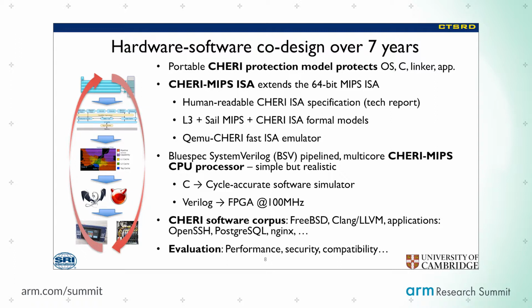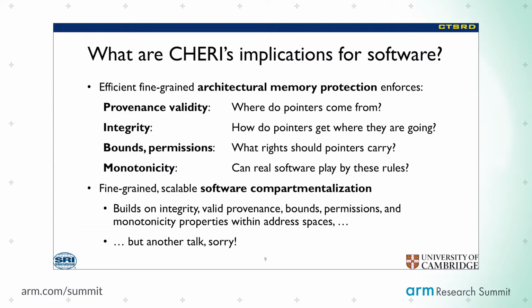And of course, we perform evaluation to ask questions about protection, to learn about the impact on compatibility and security, and so on. And we do that over and over again because it's hardware-software co-design, and the chances of getting it right the first time are pretty low, and we say that from experience. So what are CHERI's implications for software? Well, the first thing is we're providing an architectural memory protection primitive. A primitive doesn't constrain how it is you choose to use it. You just use it in different ways. So as software authors, we can exploit CHERI in different kinds of ways.